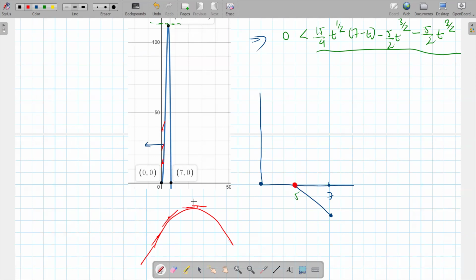So before 5 seconds, the velocity was positive, but it was increasing in a decreasing manner. It was increasing at a decreasing rate. So that means over here, it's going to be very close to 0. So it'll probably look like this. So that's the velocity versus time curve, okay?